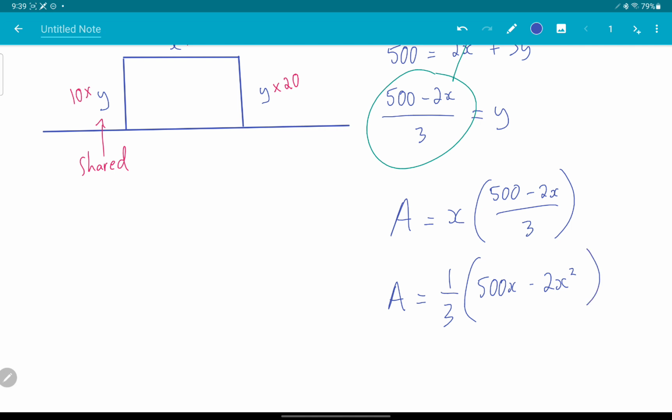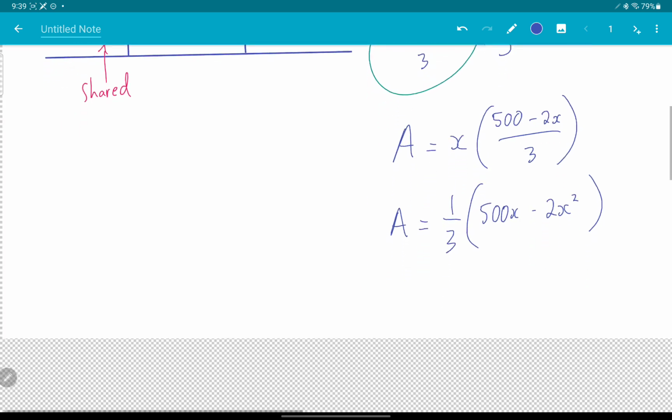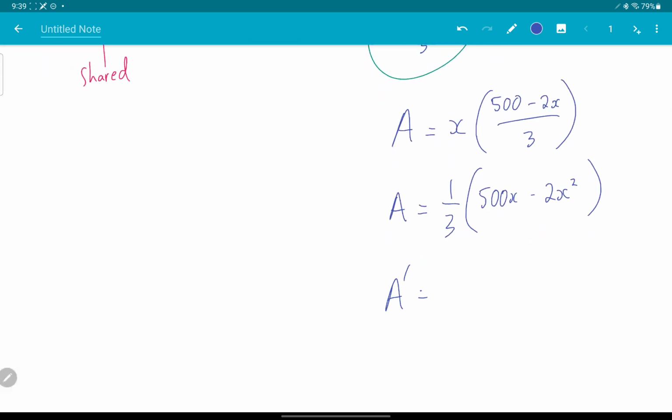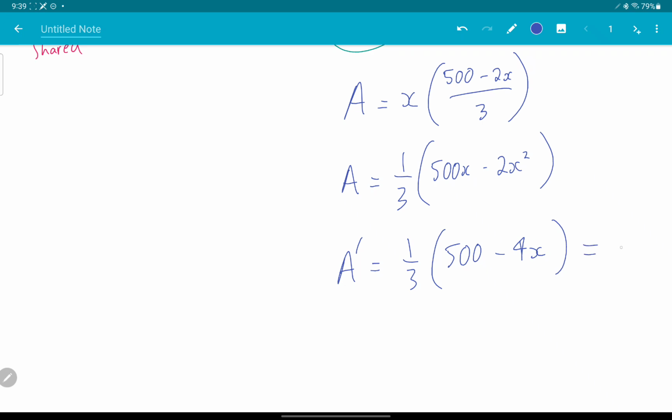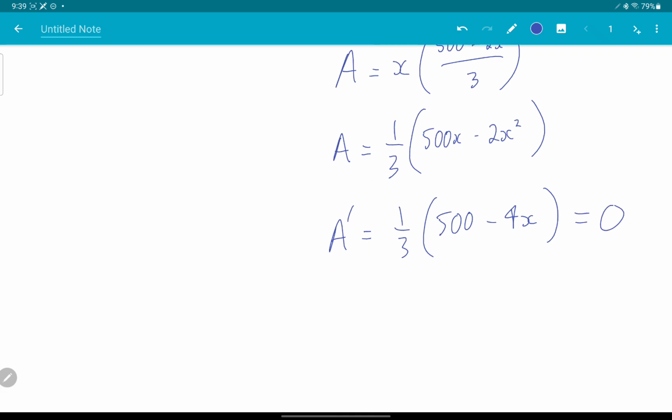Aha! Single variable. Now this is a function. I can find the maximum of this function. I want to maximize my area. So my derivative will be, okay, the third can stay out front, 500x becomes 500, then minus 4x inside. I set my derivative equal to 0 to find my critical numbers. So 500 is going to be 4x. So 125 is x.